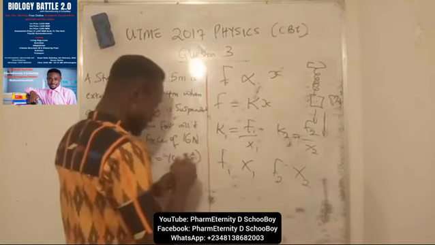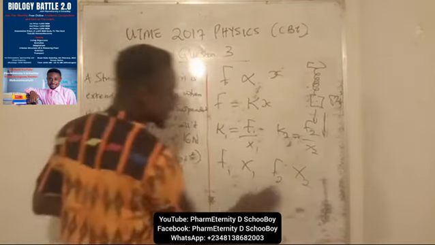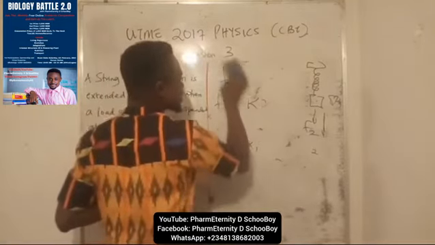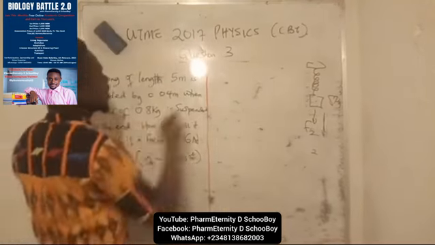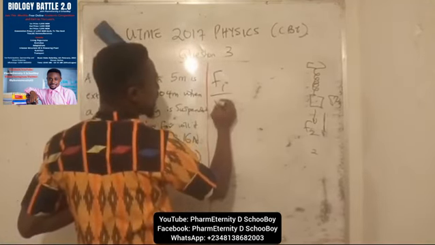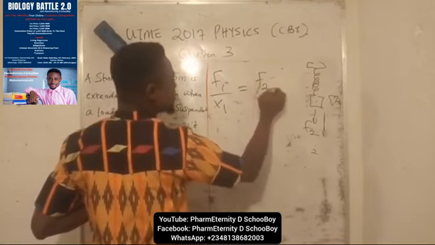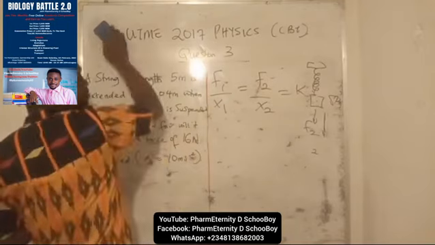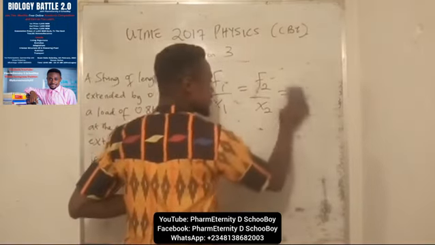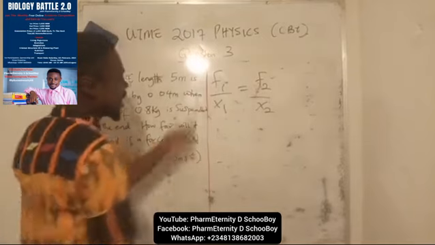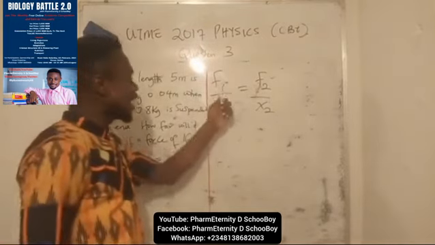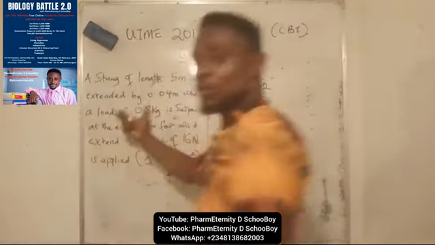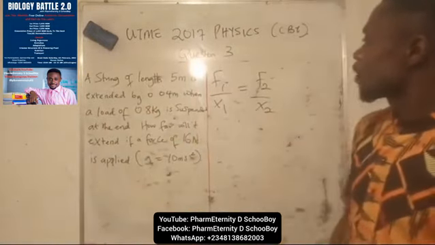So what it implies is that F1 over X1 is equal to F2 over X2, which is equal to K. We are not doing anything with K here. So let's concentrate on this one: F1 over X1 is equal to F2 over X2. Now let's go back to the question.